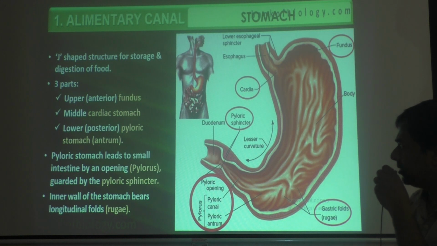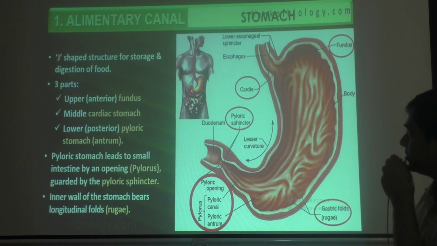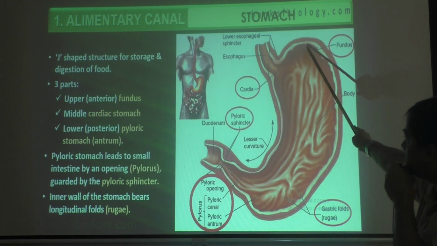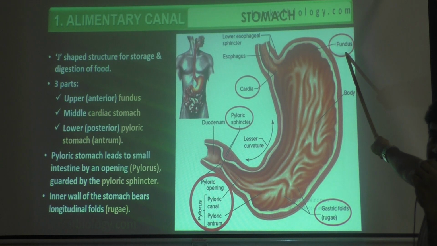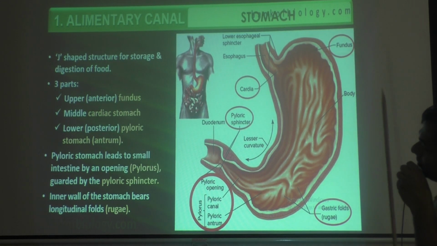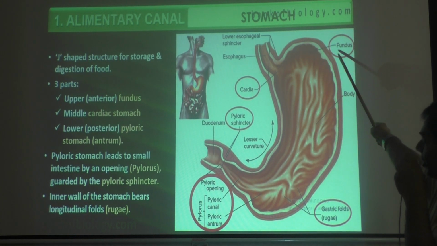So next, there are 3 parts in the stomach which you should know. Stomach is divided into 3 parts. The first part is called the anterior part, that is called fundus. You can see here this upper part, it is called fundus. It's mentioned here, fundus or fundic part. The upper part of stomach is called fundus.